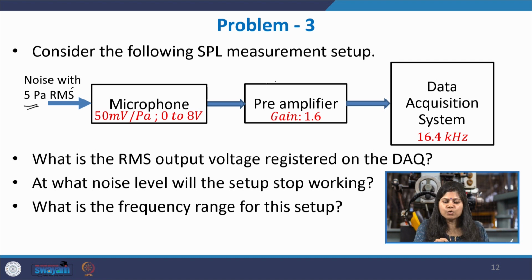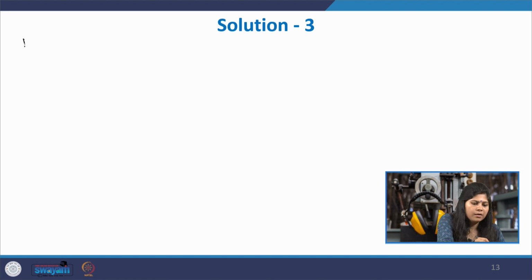Then it goes through a pre-amplification stage and some characteristics of the pre-amplifier are given, and then it goes through the DAQ and again some characteristics of the DAQ are given. So, you have to find what is the RMS output voltage that is registered on this particular DAQ. So, let us solve the very first part. What we have to find is the VRMS at DAQ.